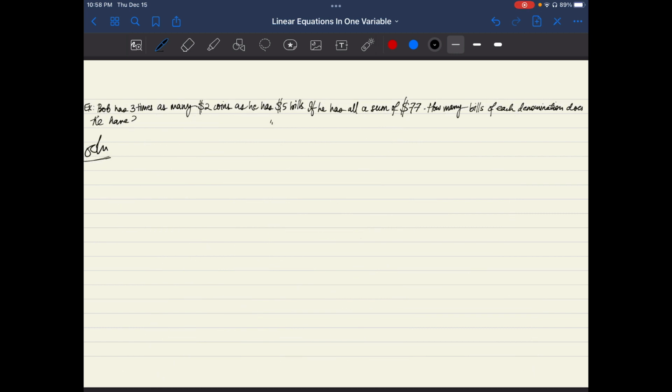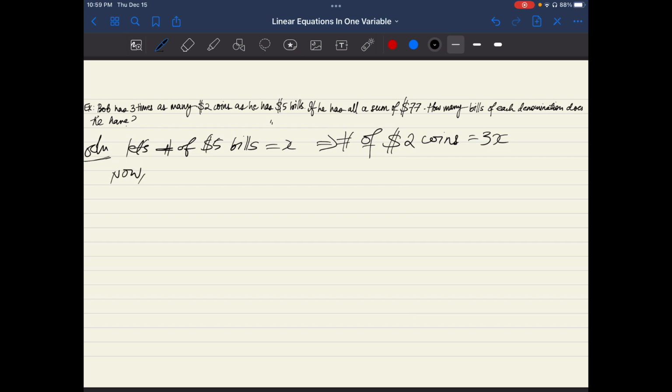Okay, so moving on to the next question, we have Bob has 3 times as many $2 coins as he has $5 bills. If he has all a sum of $77, how many bills of each denomination does he have? So now, in this case, let's start with Bob has 3 times as many $2 coins as he has $5 bills. So let's say that number of $5 bills equals x, which implies that number of $2 coins will be 3 times, which is 3x.